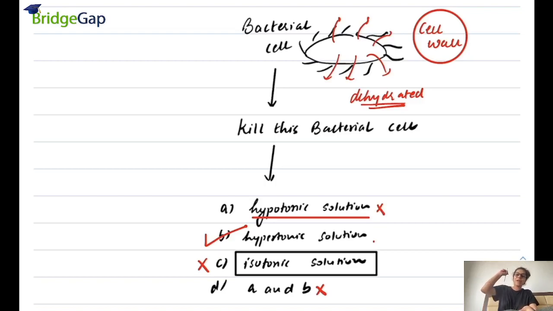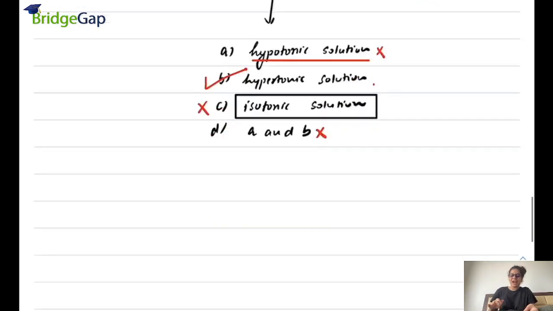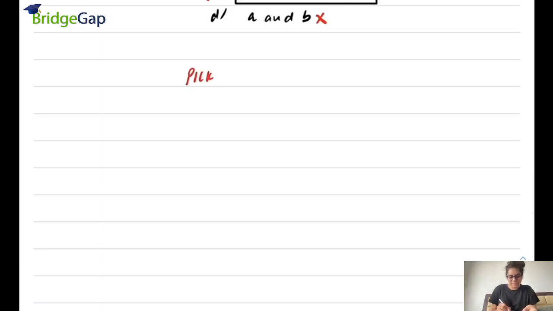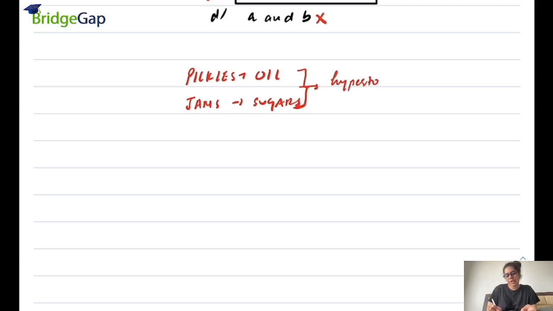And hence we come to my first question, the one I started the lecture with: why do pickles have so much oil? Why do jams have so much sugar? Because oil in pickles and sugar in jams both create a hypertonic environment. And when they create a hypertonic environment, bacterial growth cannot take place. Even microorganisms normally cannot grow if the condition is hypertonic.